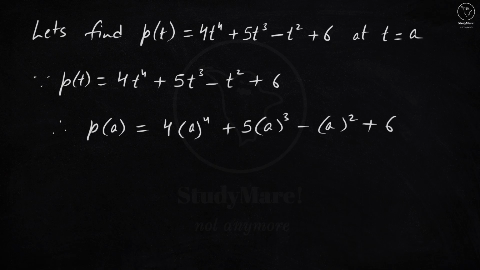Solving it further, we get simply 4a to the power 4 plus 5a cube minus a square plus 6. Later, at any given point of time, when we know the value of a, we can directly substitute the value of a in this result so as to get the final value.